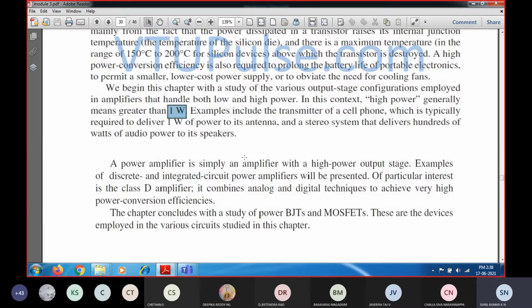Based upon this, the classification of the power amplifier is also done based upon the operating angle.